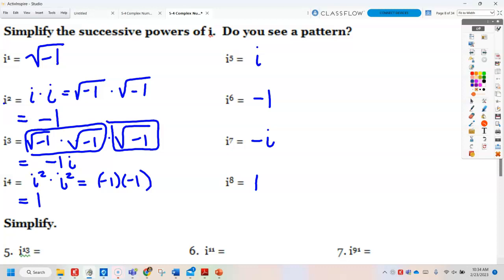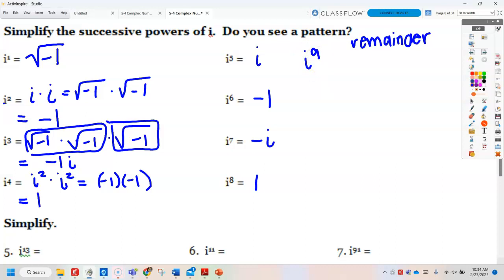What you'll notice is off to the side, I have the word remainder. You guys love your calculators. If you can't figure out where it belongs, you can use the remainder theorem. So the remainder goes like this. What comes after 8? The number 9, right? So i to the 9 should be the same as i to the 5th.